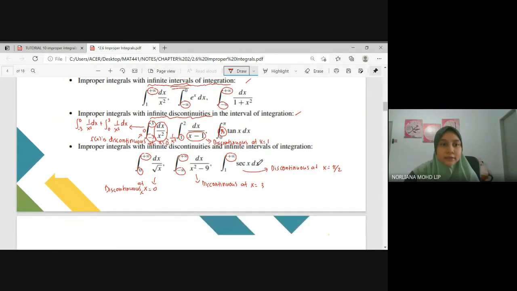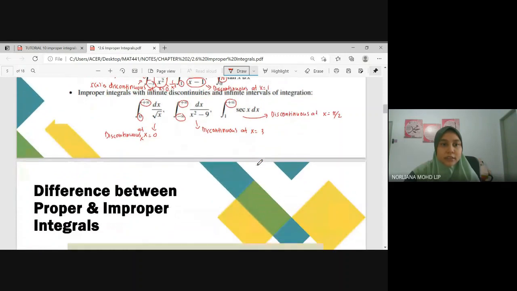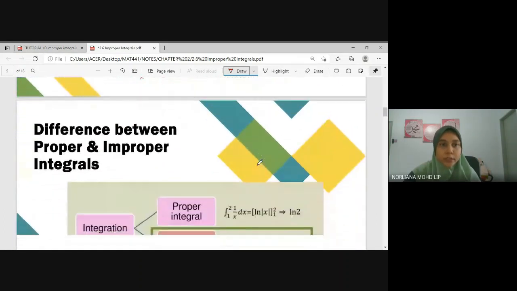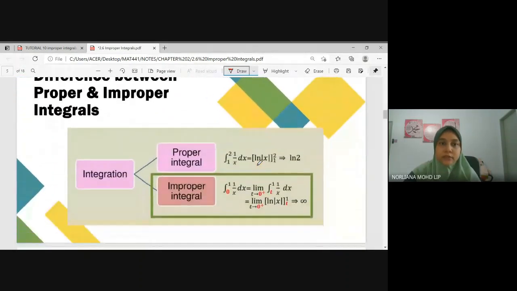Let's look at the difference between proper and improper integrals. For proper integrals, we can solve the integral directly. Just substitute the interval. For interval 1 until 2, the solution is ln 2.